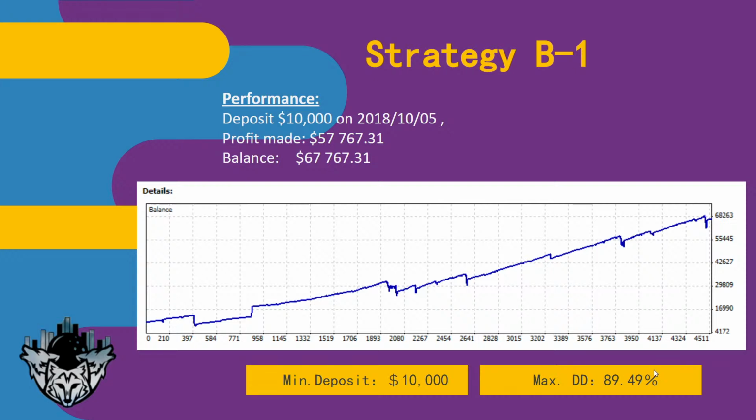Do keep in mind the maximum drawdown. What does this mean? Most people will always say, the lower the number, the better. But we have to understand a little bit about what drawdown means here. This is the maximum drawdown that is stated on the MT4 statement.